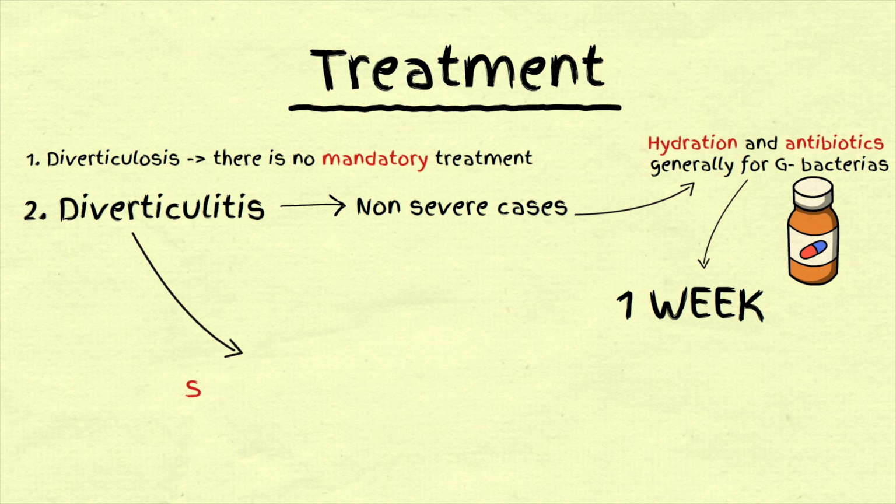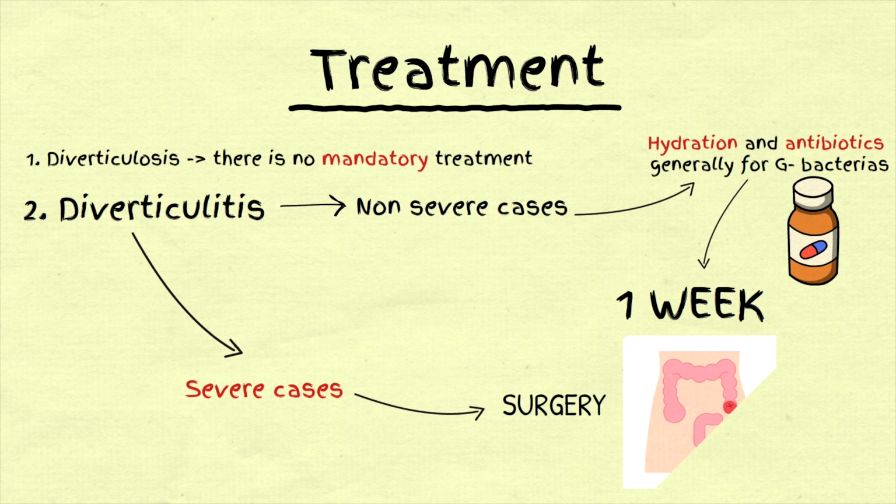In more severe cases, surgery will be needed. Usually the part of the colon affected will be removed. Then the surgeon will make an anastomosis between the remaining parts.